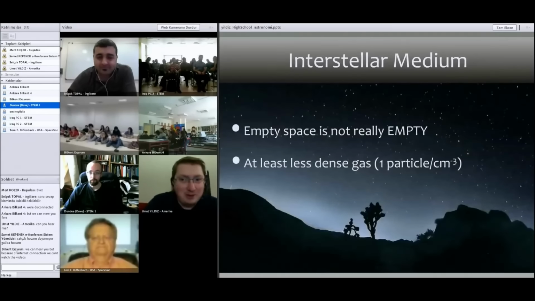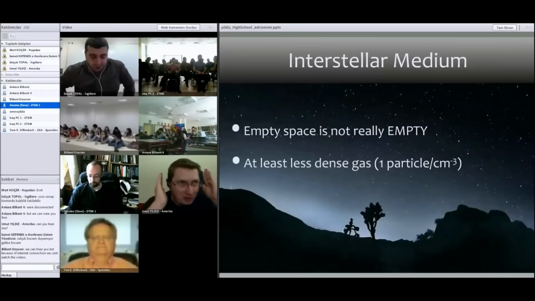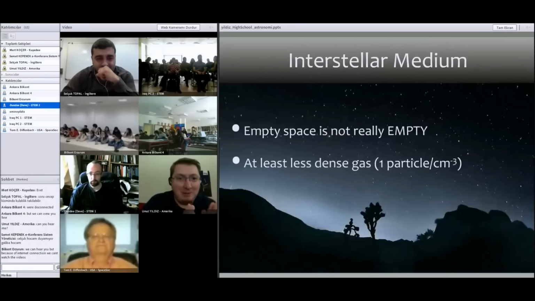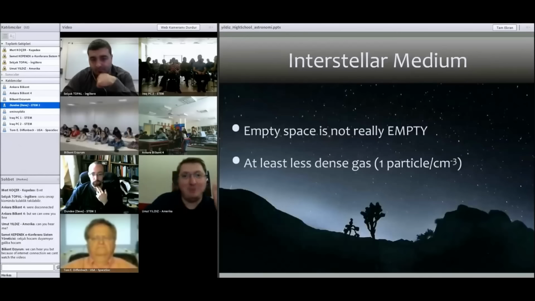So as I said, when you look at the sky in the dark, it looks like an empty space, black. But the thing is, empty space is not really empty, because there are at least a few particles per cubic centimeter of gas in there. At least a few molecules or atoms are there. So nothing is actually empty in space or anywhere. On Earth, 1 cubic centimeter has trillions of particles.